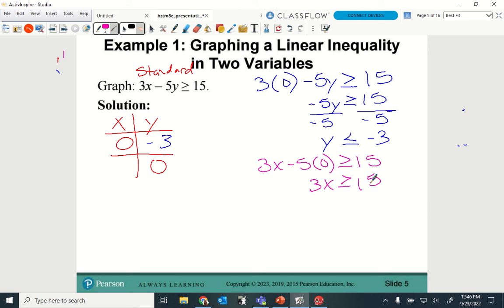Now what am I doing? Divided by 3. Okay. So I get x is going to be, there you go, greater than or equal to 5. Did I have to flip the sign here? No, because it's not negative. I don't have to flip the sign. So I'm going to put a Cinco over here.